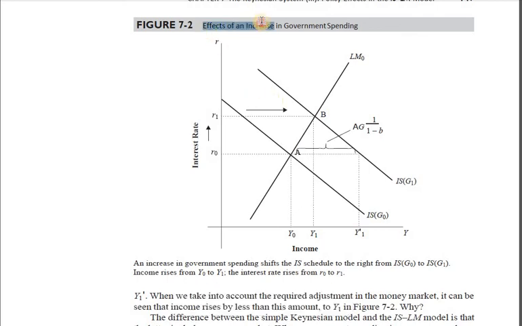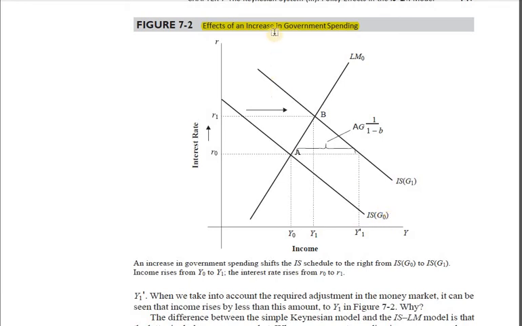Here we'll be seeing the effects of an increase in government spending. So let's just proceed as per the diagram first. We have the LM curve here, which is upward sloping. We have the IS curve here, which is downward sloping, and that's how we got point A herein. Interest rate is R0 and income is Y0. Now this IS has been drawn based on G0, the government expenditure component.